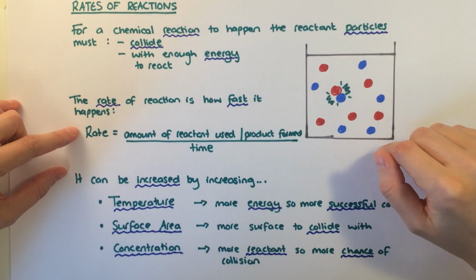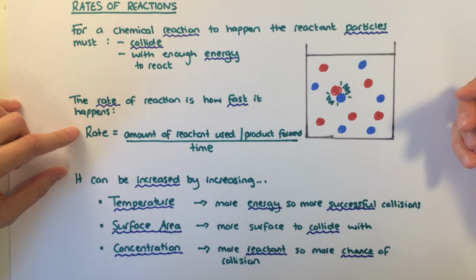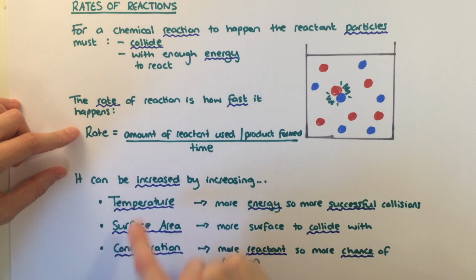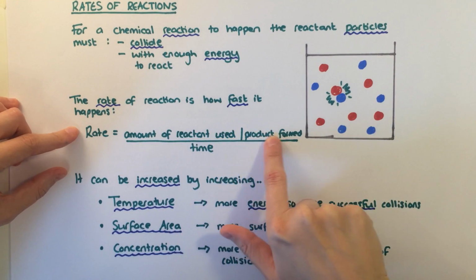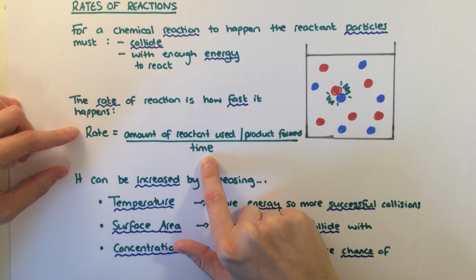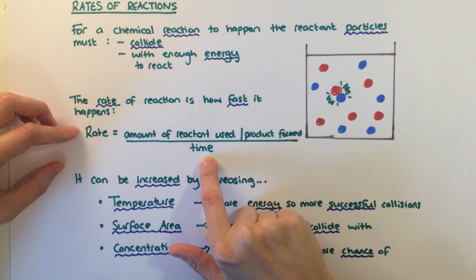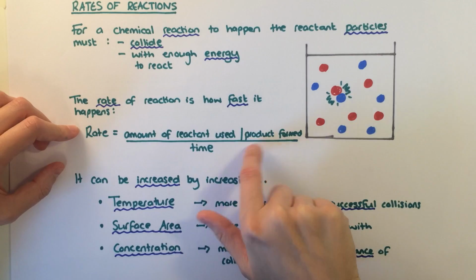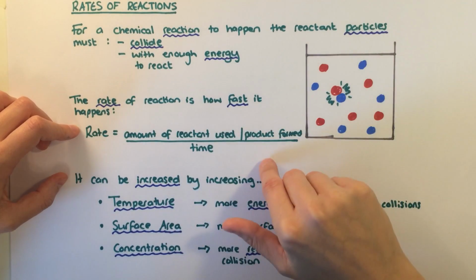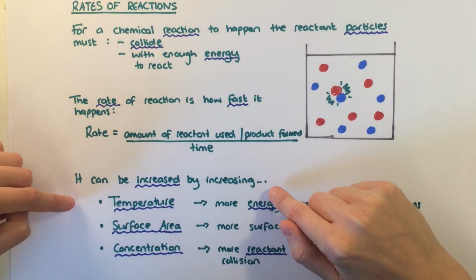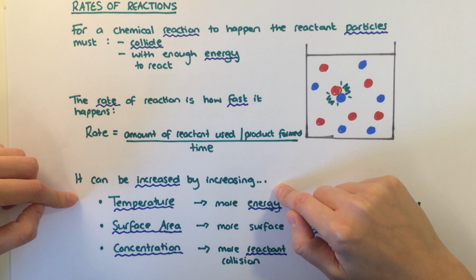The rate of a reaction tells us how fast the reaction occurs. It can be found by dividing the amount of reactant used or the amount of product formed by the time taken to do so. One practical way of doing this might be to collect and measure the volume of gas produced. The rate of reaction can be increased in 3 key ways.